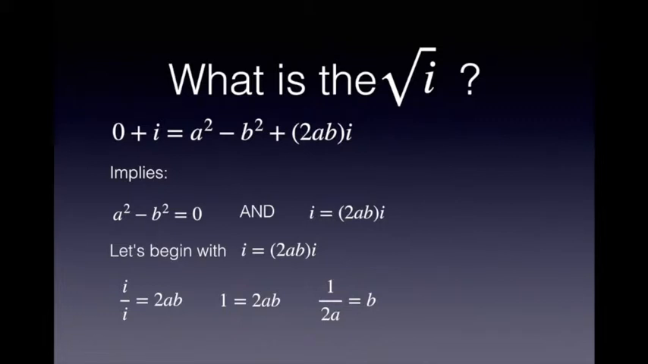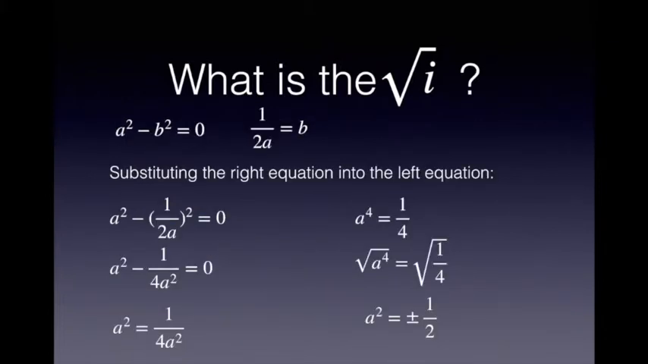On the bottom line, I've got 3 steps. The first step, I divide both sides of the equation by i. And I get i over i on the left side equals 2ab. Well, i divided by i is just 1. So 1 equals 2ab. And now if I divide both sides of that equation by 2a, I'll get a formula for b. b equals 1 over 2a, or 1 over 2a equals b, same thing. Now I'm going to use that on the next slide. So I'm going to use the two pieces we have left on the next slide. And those two pieces are a squared minus b squared equals 0. Remember, I haven't done anything with that yet.